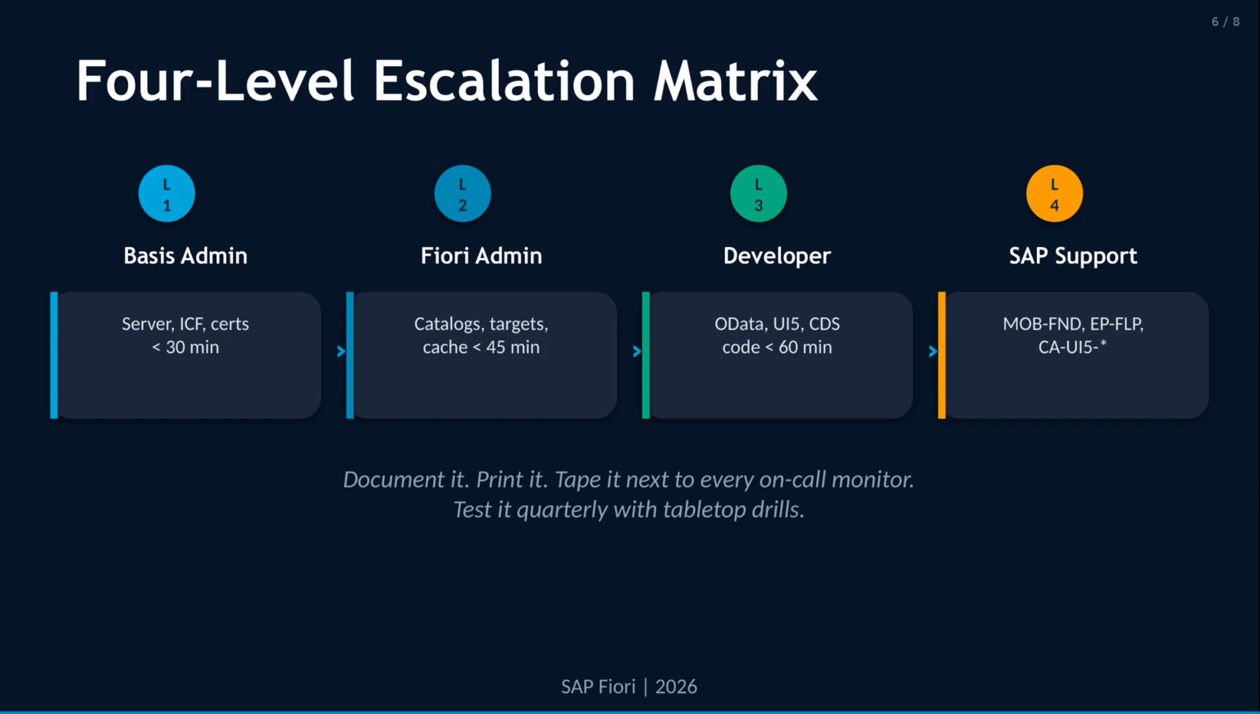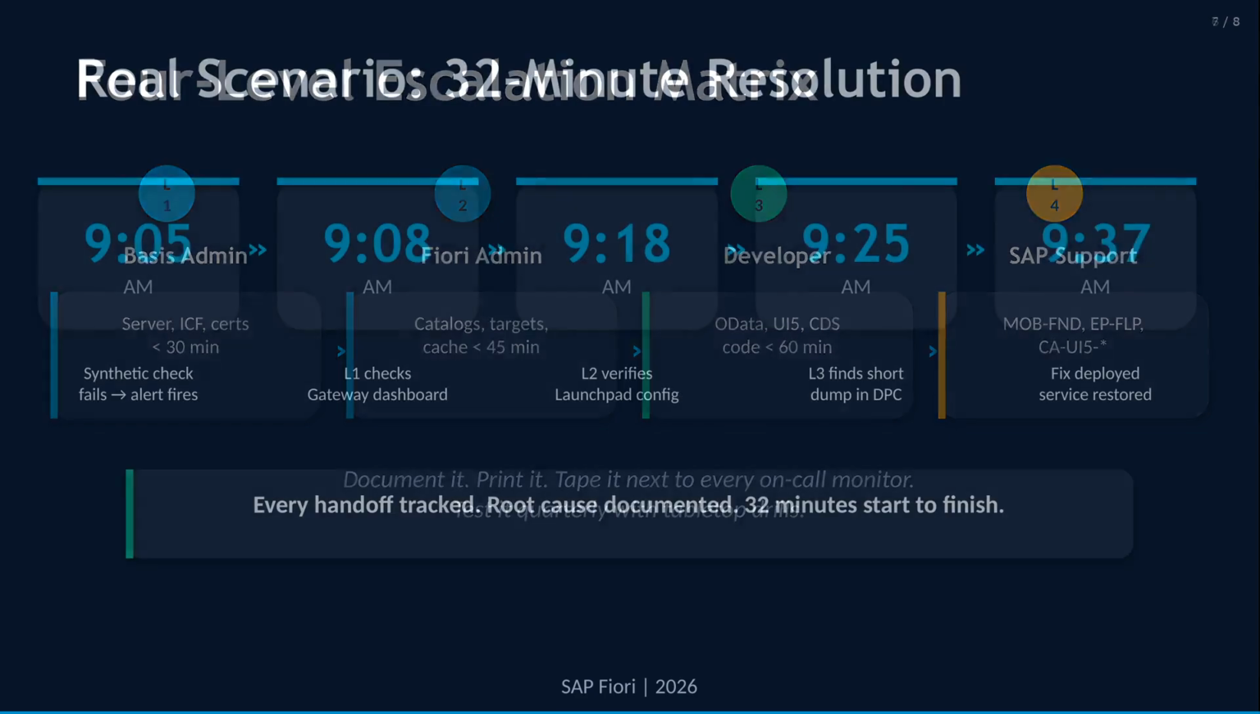If the issue is a code defect in a custom app or extension, Level 3 is the UI5 or ABAP developer. And if none of those layers resolve it, you open an SAP support ticket with the correct component. MOBFND for Fiori Foundation, EPFLP for Fiori Launchpad, or CAUI5 with the appropriate subcomponent for SAP UI5 framework issues. Document this matrix, print it, and tape it next to every on-call monitor.